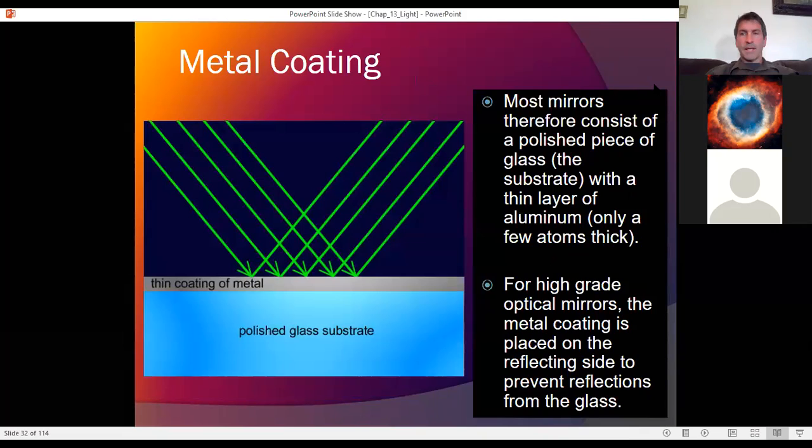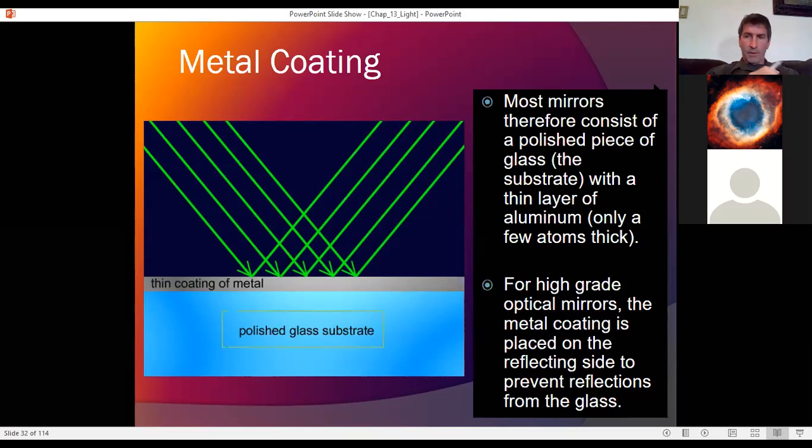But again, looking at most mirrors, they will actually use a very, very thin coating of metal. And metal reflects light just like everything else, but it's actually a very good reflector. About 85 to 90% of the light that hits a metal is going to reflect off. So the way we create these mirrors is we use glass. So we'll take a polished glass surface.